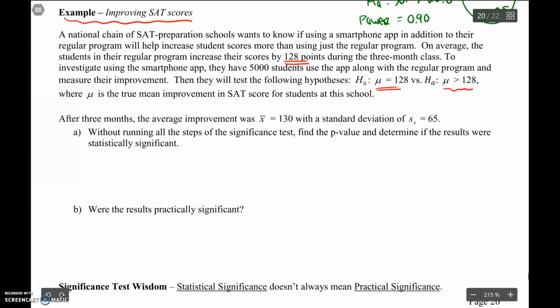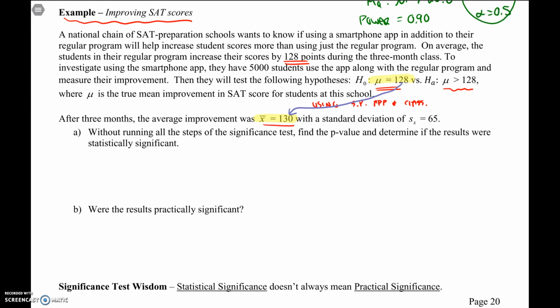Where mu is the true mean improvement for SAT scores for students using the smartphone app and class. I think that should have been worded a little better. My apologies. After 3 months, the average improvement was 130. So the program by itself gave you a 128 point increase, and the sample gave you a 130 point increase. So there is some evidence that this smartphone app is more effective, right? But 128 to 130, that's not a big improvement.